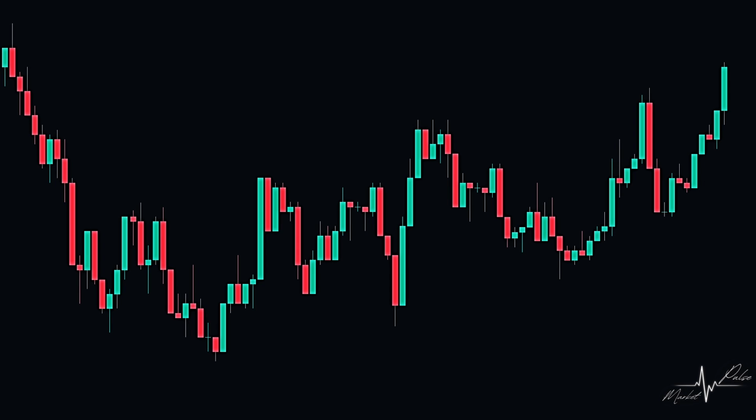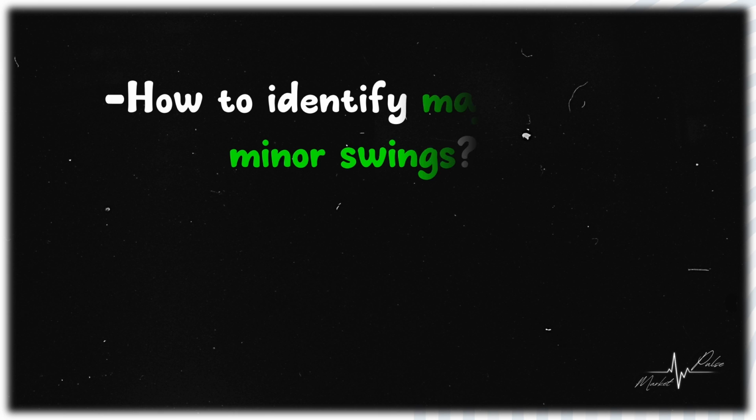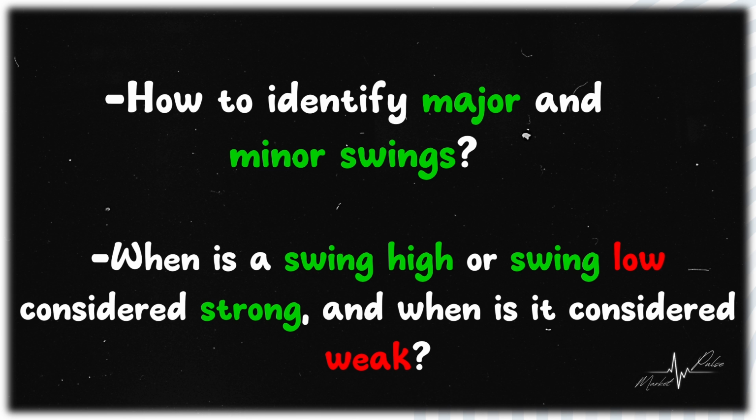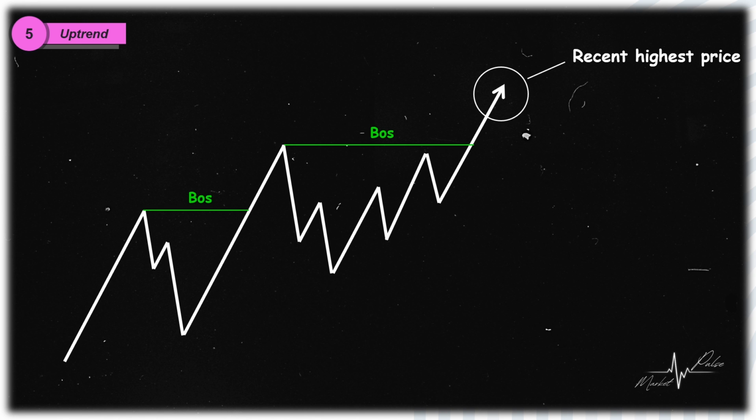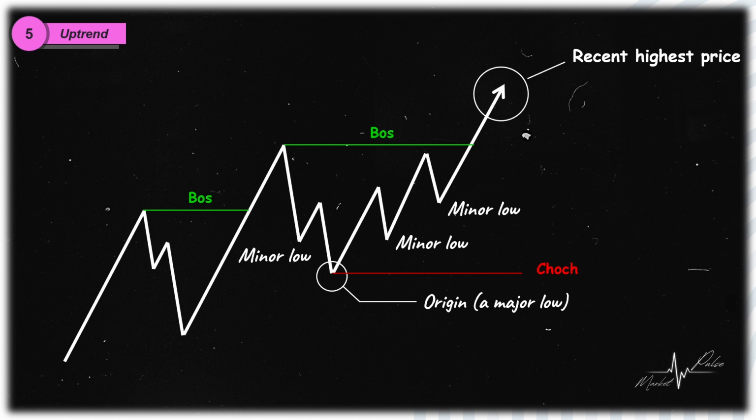The first concept we are going to discuss is how to identify major and minor swings. When is a swing high or swing low considered strong, and when is it considered weak? In an uptrend, major swing lows are key areas where the break of structure movements begin. This represents the highest price recently traded in the market after breaking a previous high. So, the origin of this impulsive movement becomes our major low. A change of character occurs if the price breaks this specific level to the downside. The other swing lows are considered minor, and breaking below them does not indicate a true reversal.